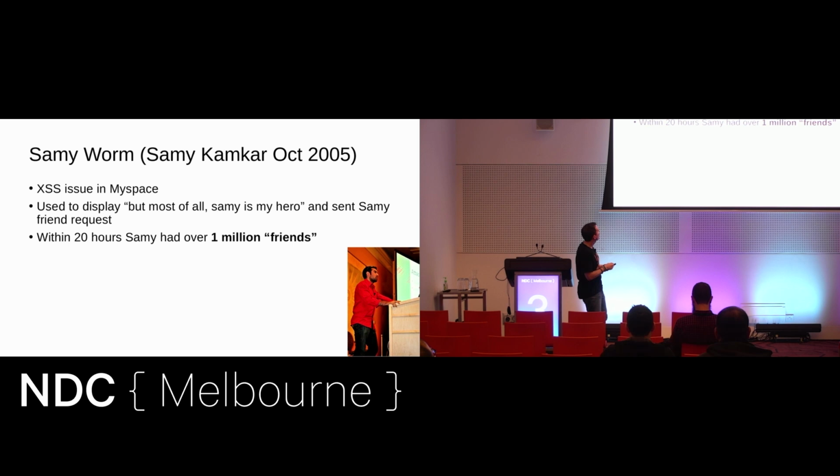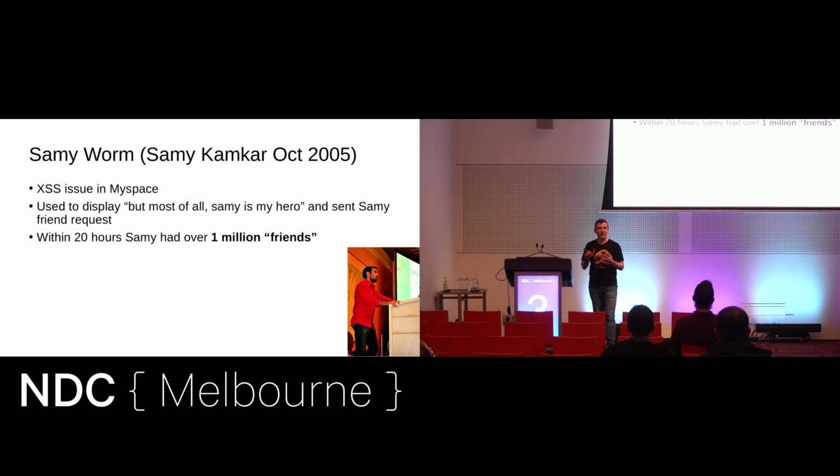One of the sort of fairly early examples of XSS I like is the Samy Worm. Now, Samy Kamkar discovered an XSS issue in the site MySpace. And what he did with this is he used it to post the text, but most of all, Samy is my hero, and send himself a friend request.